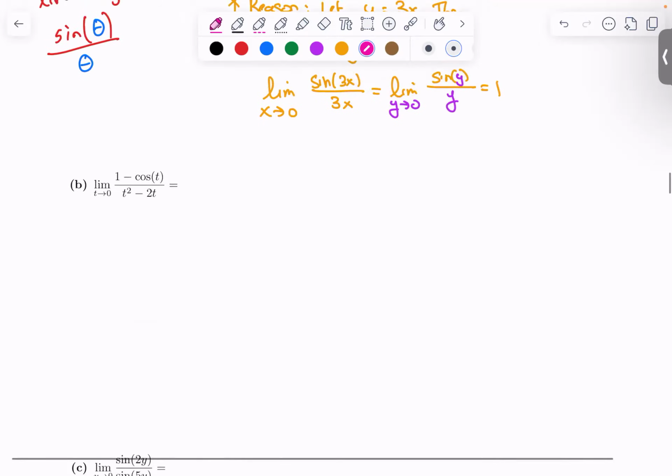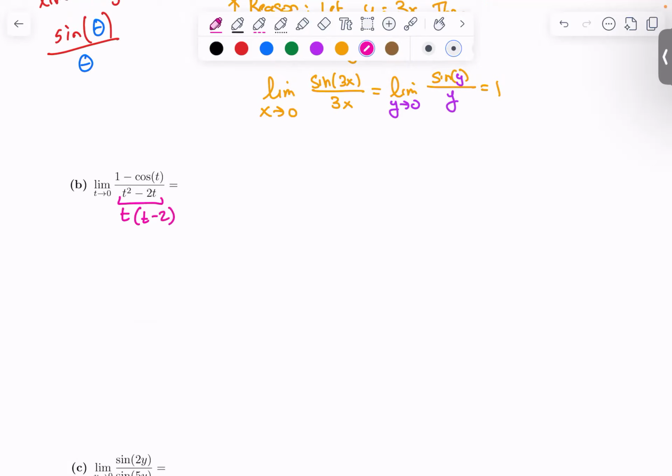This next, we're going to do B, and then we're going to skip C and go to the next page for just a moment after that. So this one, 1 minus cosine t over t squared minus 2t. The temptation would be to just try and plug in. We should try and plug in 0, but if you do, you will get 0 over 0. That's a big no-no. But what we can do is realize that this is t times t minus 2 in the denominator.